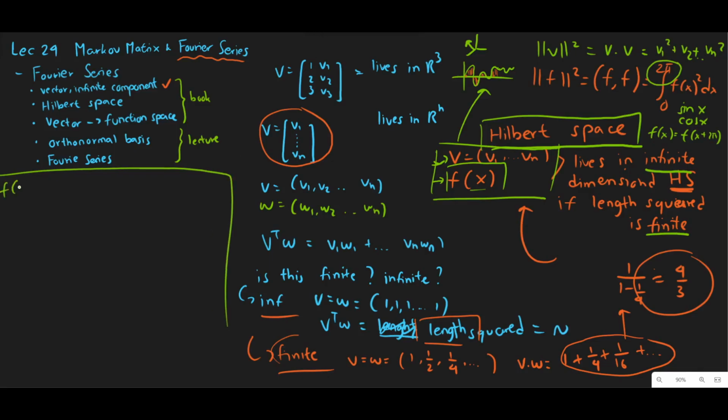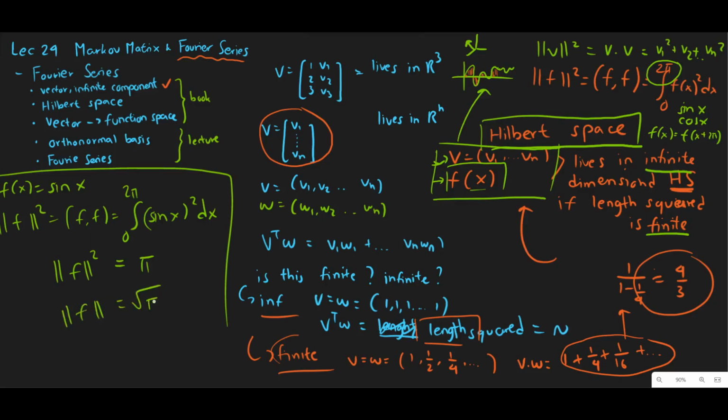Let's say my f(x) is sine x. And I'm interested in the length of f, the length squared. So what do I do? Let's just get used to the notation, and set a limit 0 to 2 pi, and then this will be sine x squared, right? And you can use the trigonometry identity and so on, but this will bring us to pi. So the length squared of sine x is pi, and then the length of f is the square root of pi. So that's a quick example I can give you.